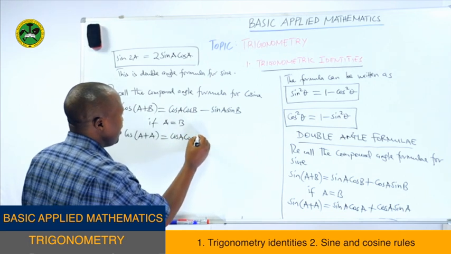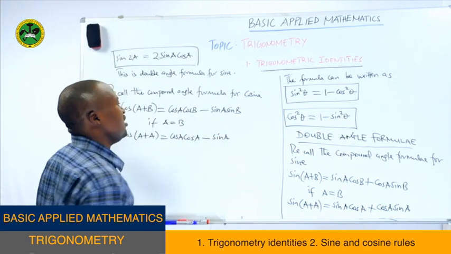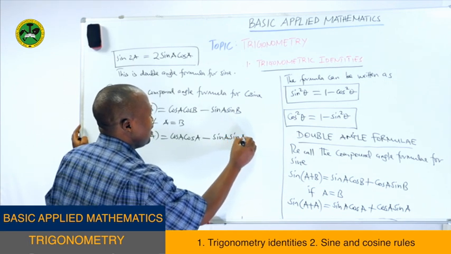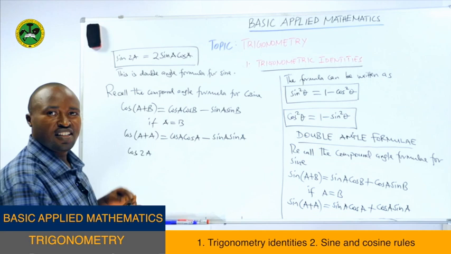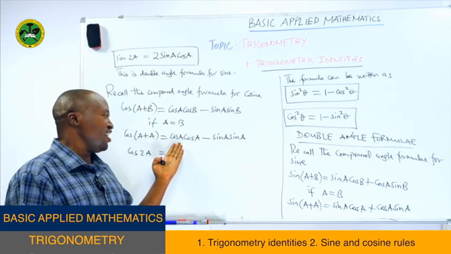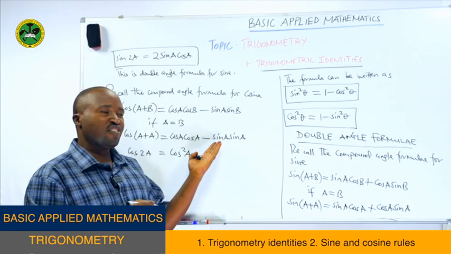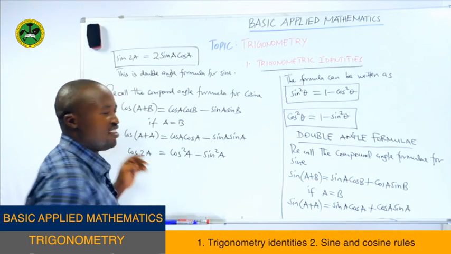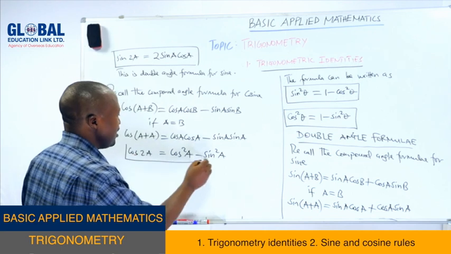So here we have cos A minus sine A followed by sine B, but remember B is equal to A. So that is sine A. My dear student, this will be equal to cos 2A, because A plus A is 2A, which is equal to cos A times cos A, that will be cos squared A, minus sine A times sine A, that will be sine squared A. So my dear student, this is another identity formula we call the double angle formula for cosine.